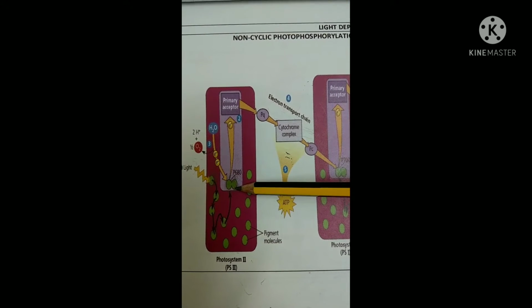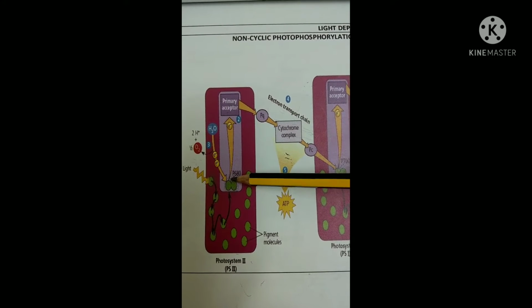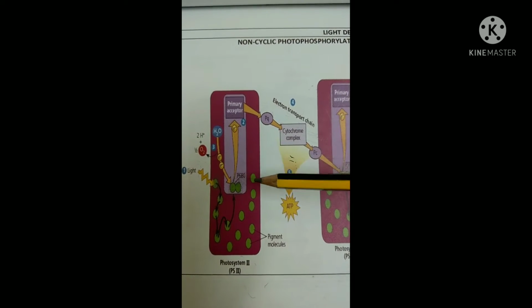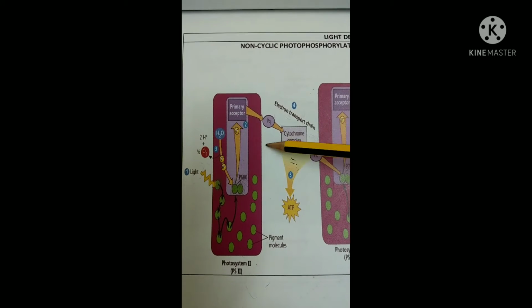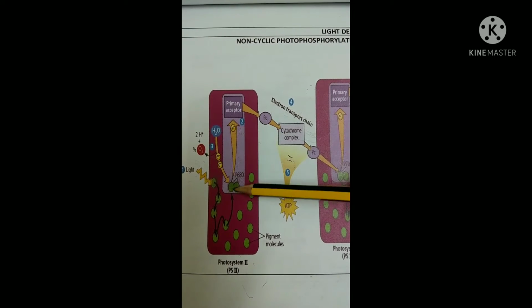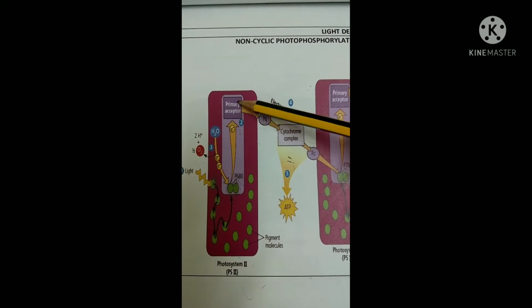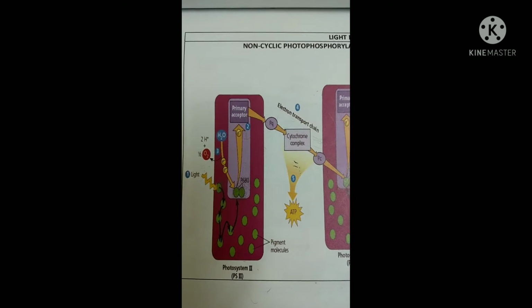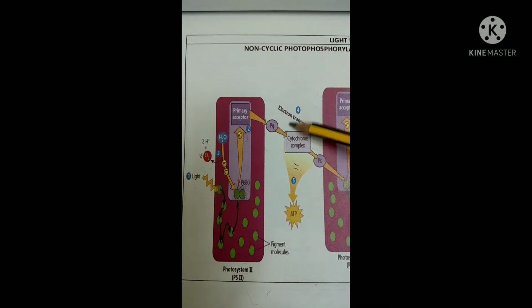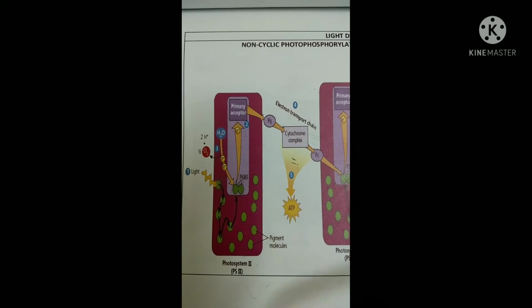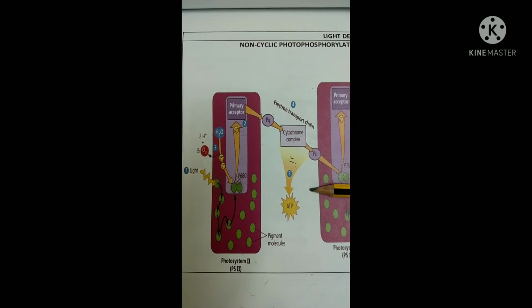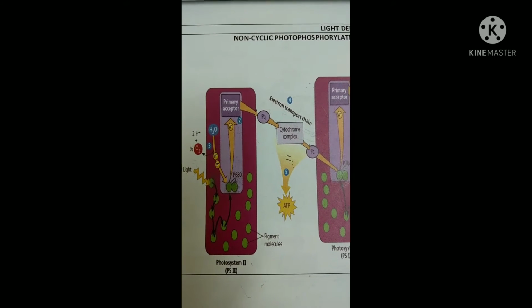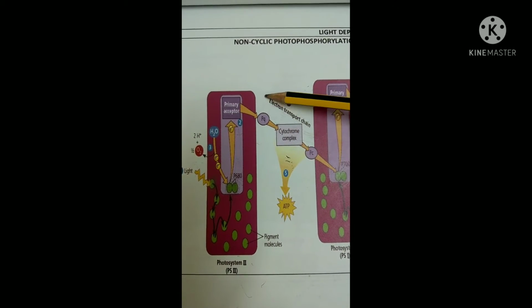After it reaches the reaction center, the electron will then excite and move to a higher level until it reaches the primary acceptor. So the excited energy will oxidize the P680 and it becomes P680 plus, because it loses the electron.